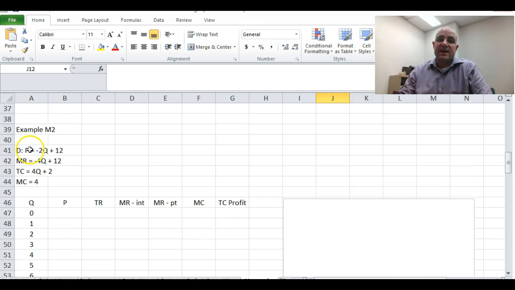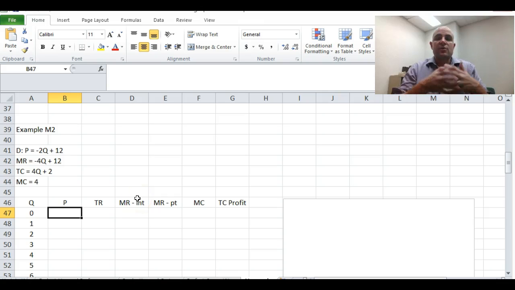So let's say we have these circumstances. We have price equals minus 2Q plus 12. That's going to be your demand. To get to the marginal revenue, it has the same intercept, 12, and double the slope: minus 2 times 2, 4. The total cost and the marginal cost are given as 4Q plus 2. Marginal cost is 4. Okay.